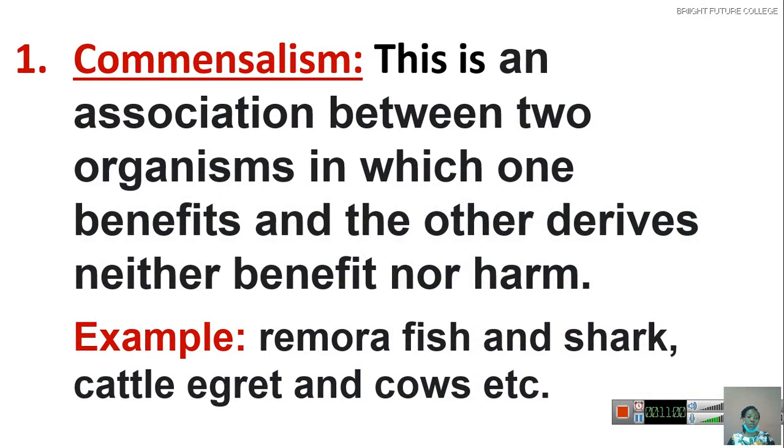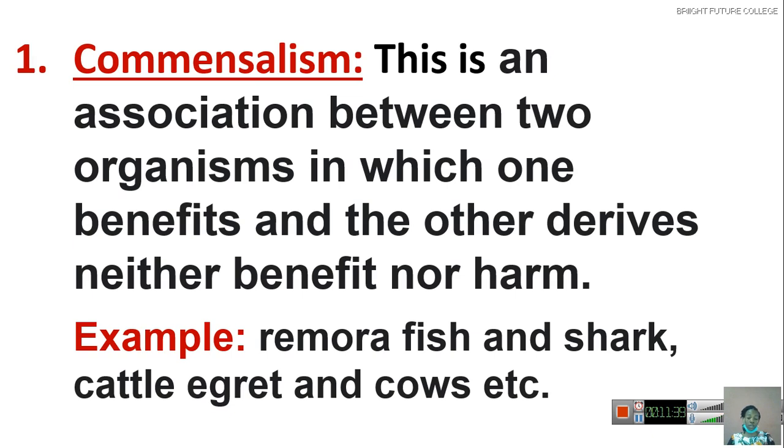The next one we're going to talk about, this is the second one, not the first, please. Commensalism. This is an association between two organisms in which one benefits and the other derives neither benefit nor harm. So in this kind of relationship, only one gains, but the other one does not suffer loss, okay? The other one is not harmed in any way. It's just that here only one organism gains or benefits, okay?